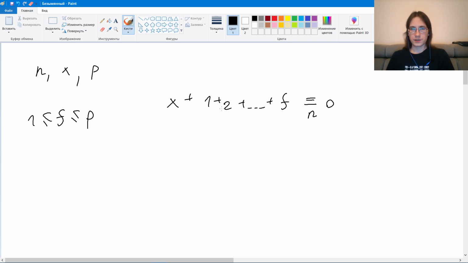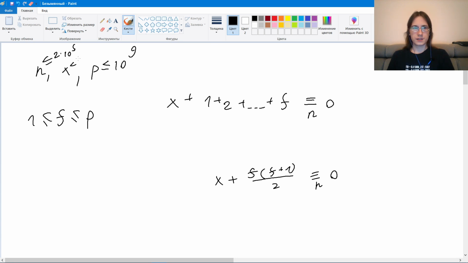Okay, let's simplify this statement. And you must have paid attention to the constraints. P is up to 1 billion, but n is up to 2 times 10 to the power 5 in total. And x is up to n. Well, basically you need to solve a quadratic equation modulo n, because f is an unknown variable. But you must be cautious about this operation. Divide by 2. We may not always divide by 2 if we work in modular arithmetics modulo n.